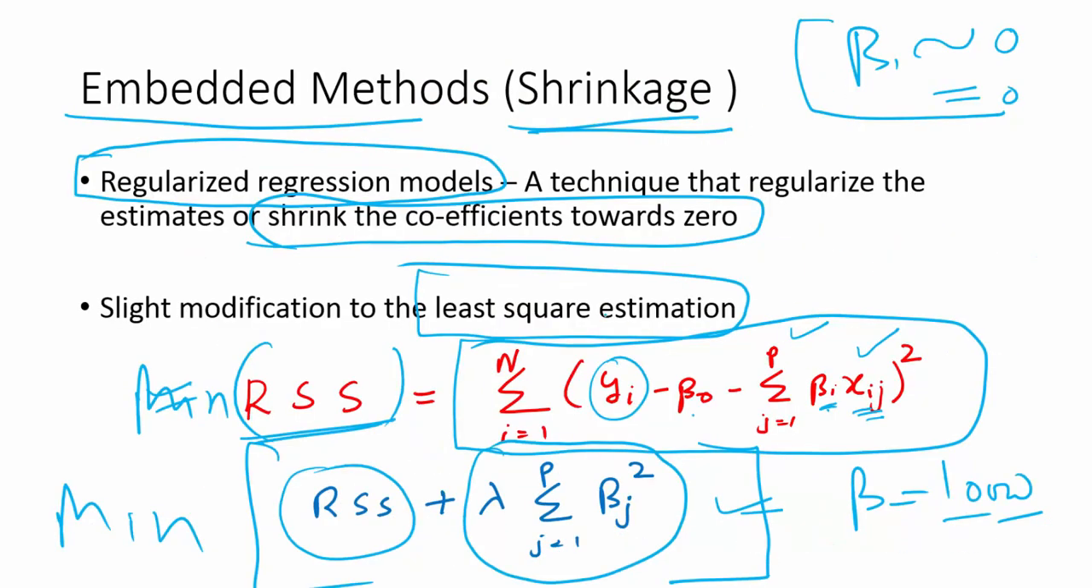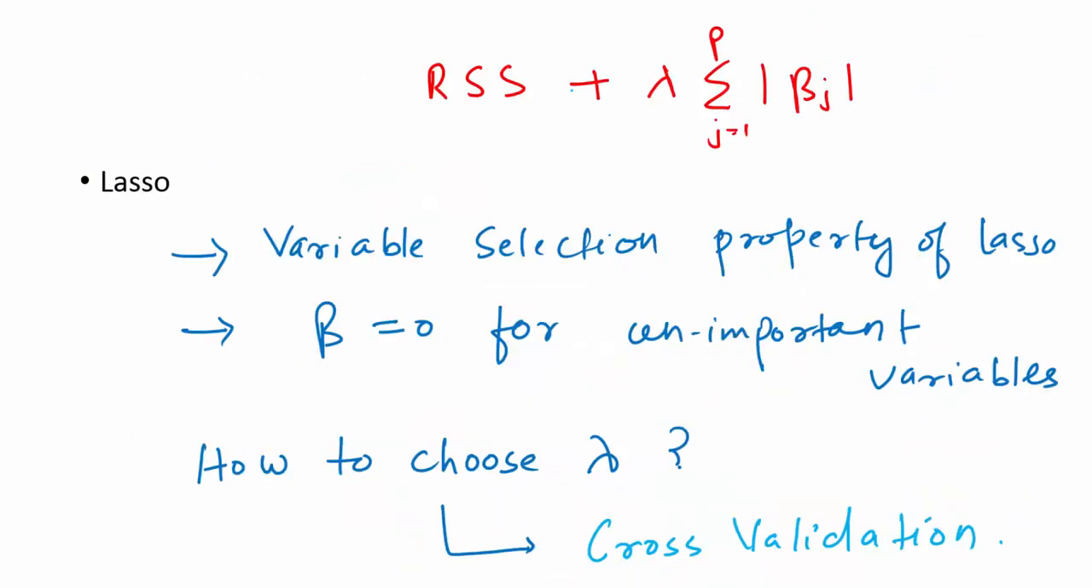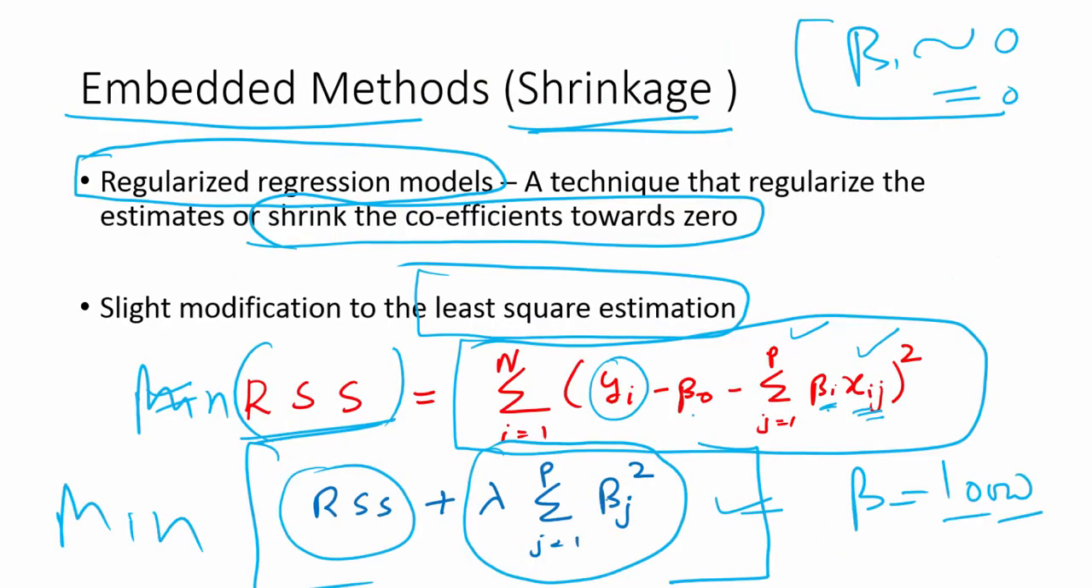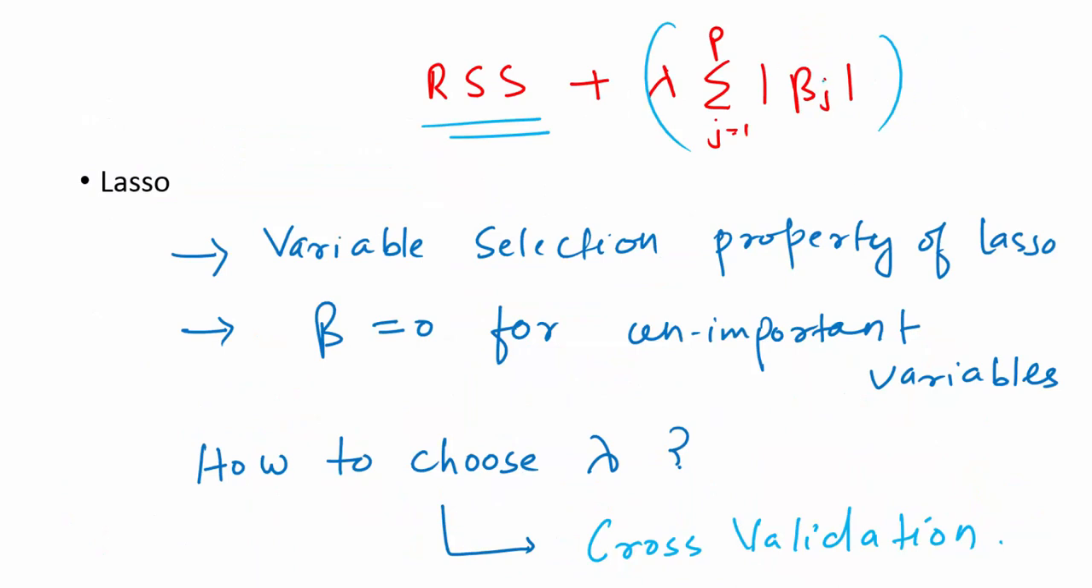So this is the ridge method, the one that we have seen. In lasso, we just do a slight change. We just add to RSS this term. So instead of the summation of the square of beta values, here we have taken the summation of the modulus of betas.